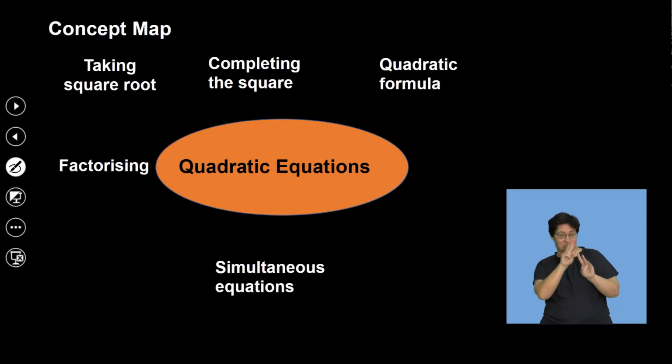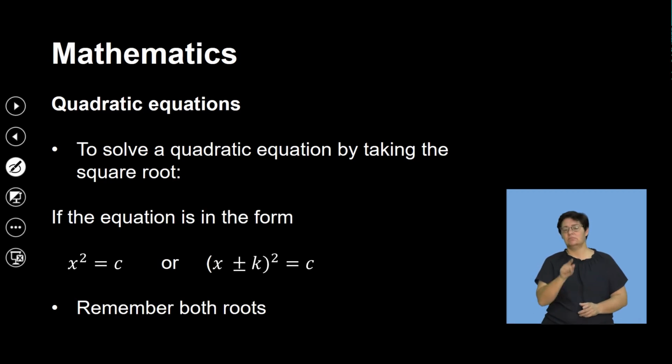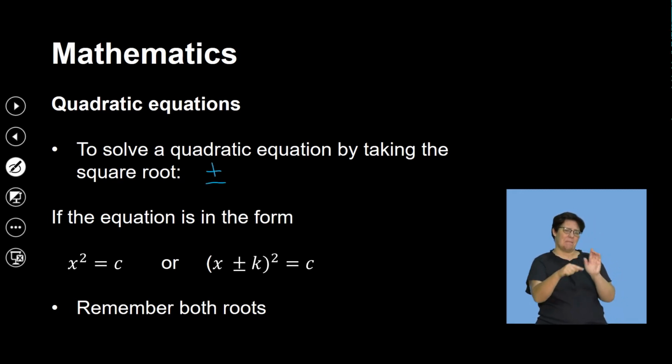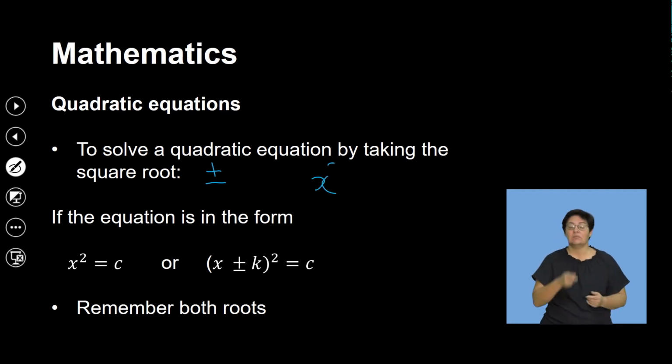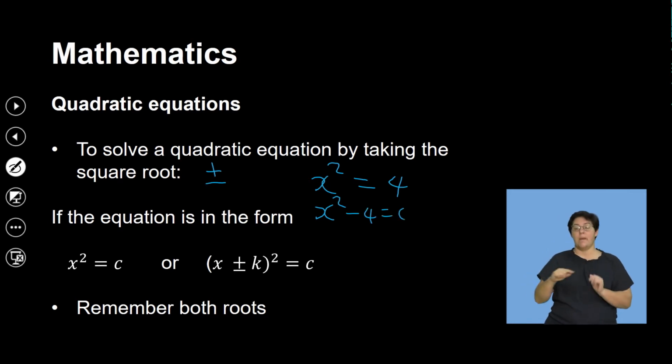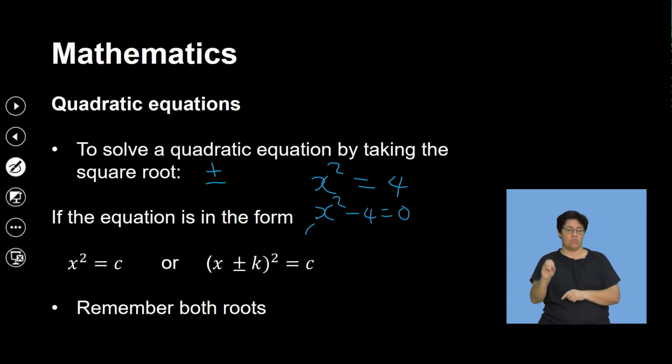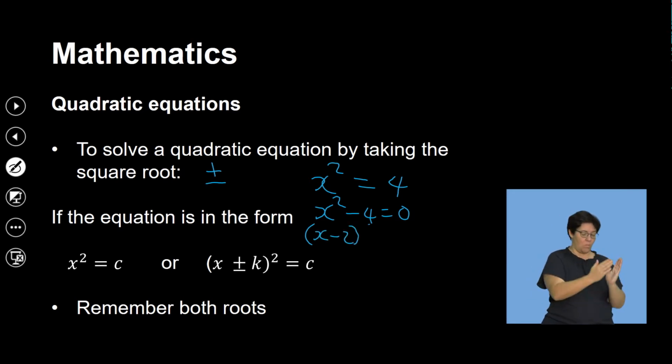Let's have a look. If I have what we call a quadratic equation, to solve a quadratic equation by taking the square root, taking a square root is always a plus or minus situation. Let me make an example. If I have x squared equals 4, let's solve this using factorization, which we just did. This is going to be x squared minus 4 equal to 0. Difference of 2 squares, then I open 2 brackets: (x minus 2)(x plus 2) equal to 0.